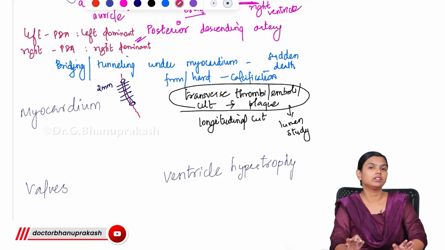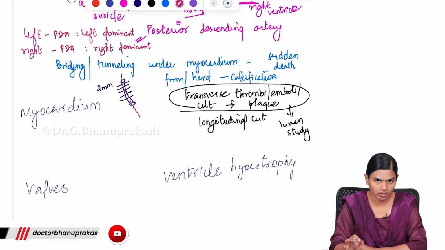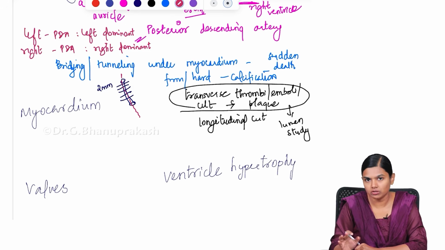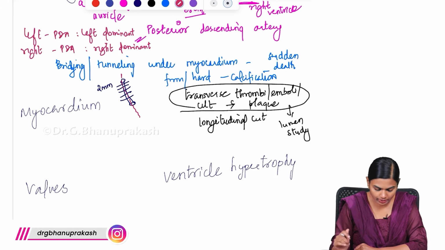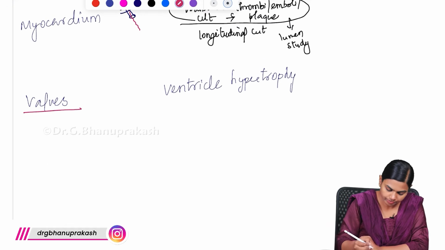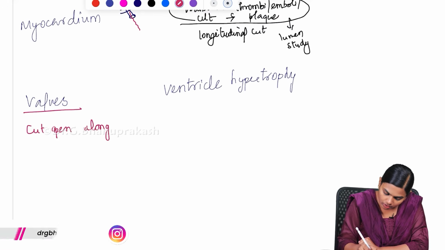Once you are done with the examination of the coronary artery, what you have to do is look inside the chambers of the heart. So how do you look inside the chambers of the heart? You have to cut open the heart. And when you cut open the heart, you will cut open along the path of blood flow.